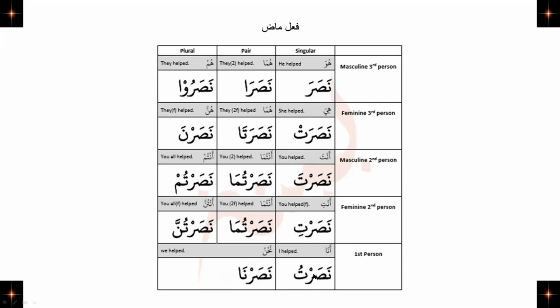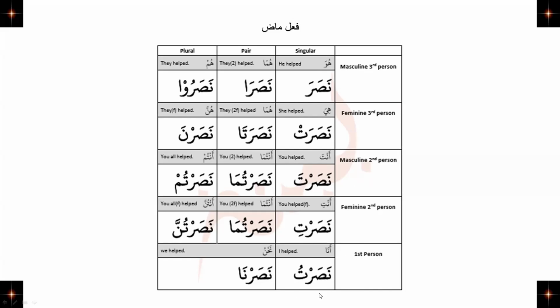The last line, for first person, is ana and nahnu. Ana is used for both masculine and feminine, and that's why in this place you didn't see the two lines like here, masculine, feminine, masculine, feminine. In this case, it's only one block. That tells you that this is used for both masculine and feminine.